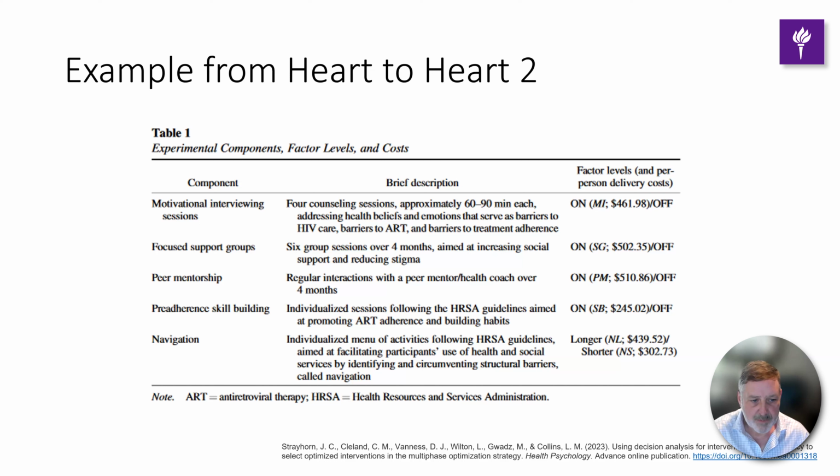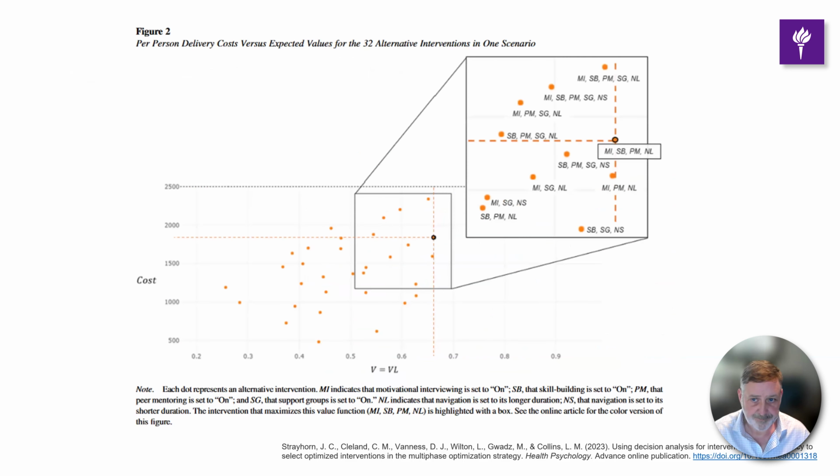Here, the components, there were 5 of them, could be set at either an on-off level, such as motivational interviewing sessions, focus support groups, peer mentorship, and pre-adherence skill building, and a 5th component that had 2 factors that were not on-off, but rather a longer version of the navigation component and a shorter version of the navigation component. Each of these had different costs and each contributed differently to desirable outcomes.